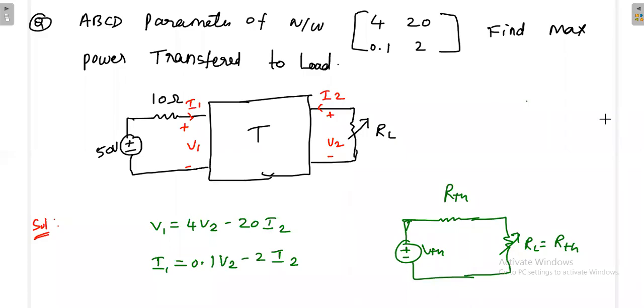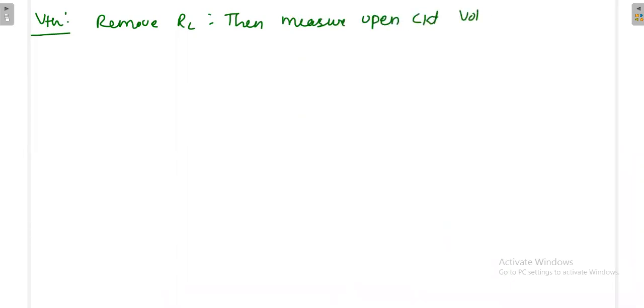So first we'll try to find out what is VThevenin. Okay, so to calculate VThevenin, what is the procedure? Remove RL, then measure the voltage present there, that is the open circuit voltage. So what is the diagram here?